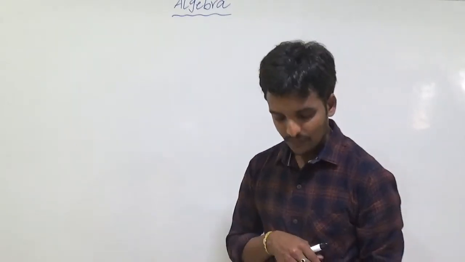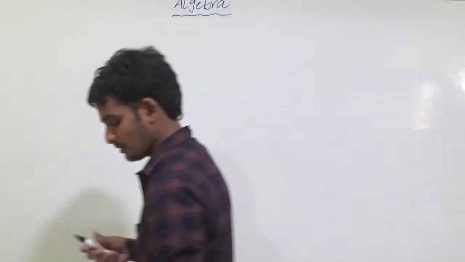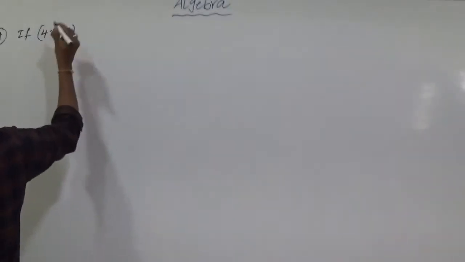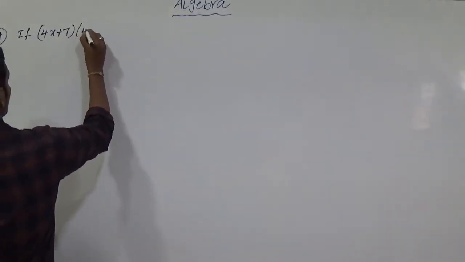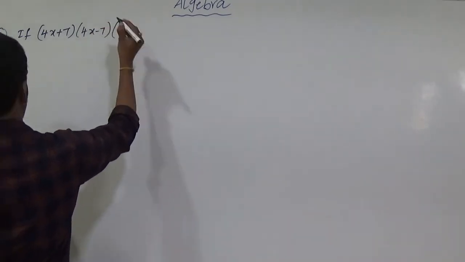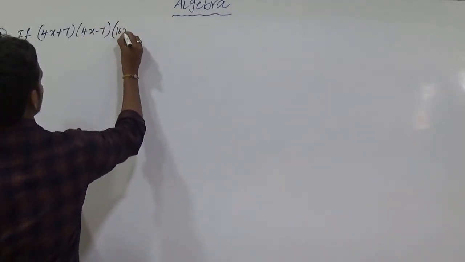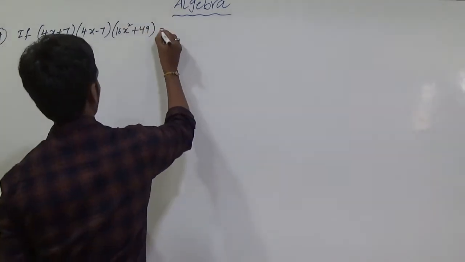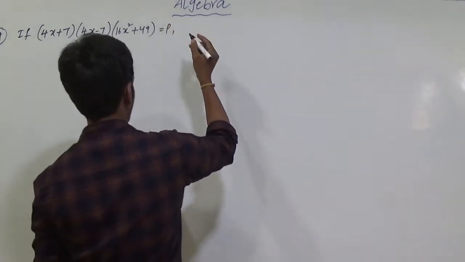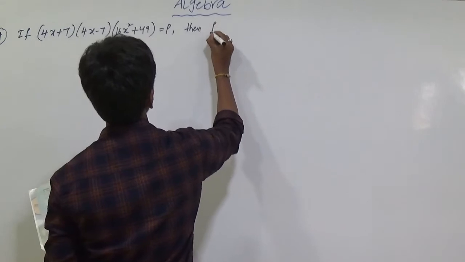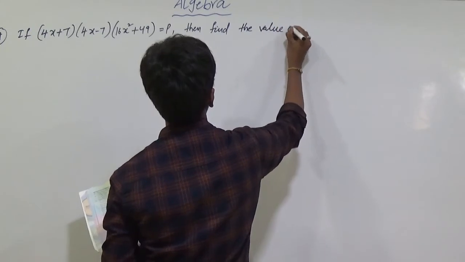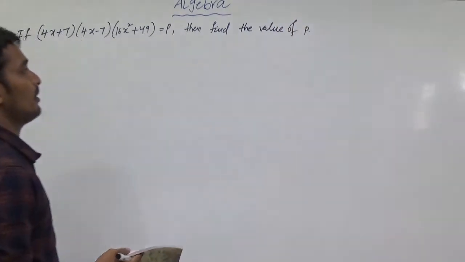I am explaining the fourth problem. Write down. The fourth problem is: if (4x plus 7) into (4x minus 7) into (16x square plus 49) is equal to p, then find the value of p.